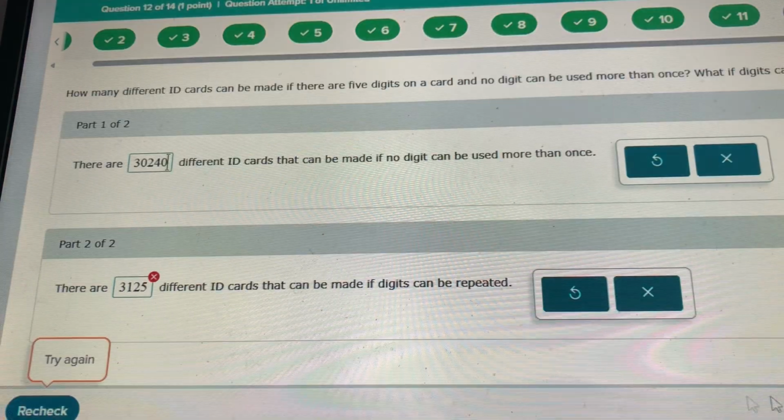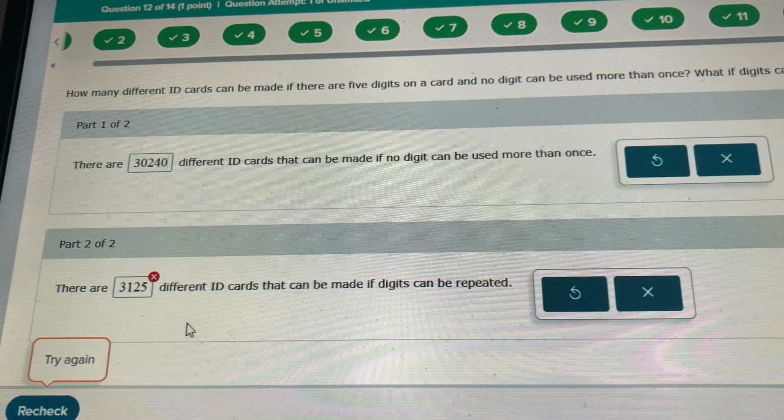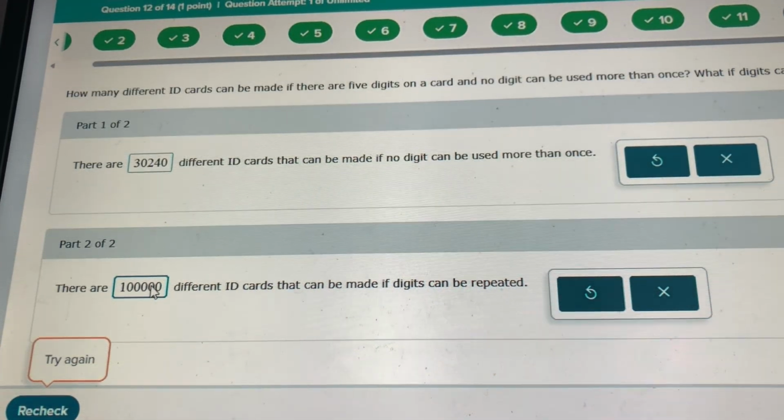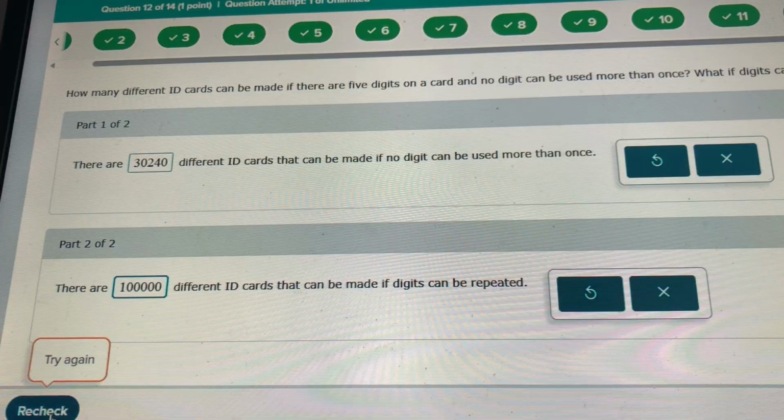So even though we're choosing 5 digits, every digit we choose, there's 10 possibilities. 10 to the 5th power is a 1 with 5 zeros attached to it. It's actually 100,000.